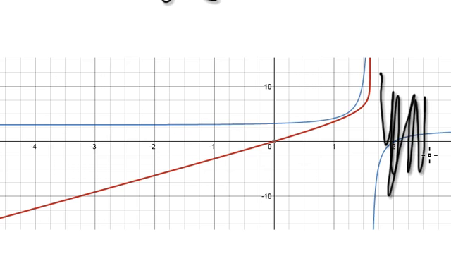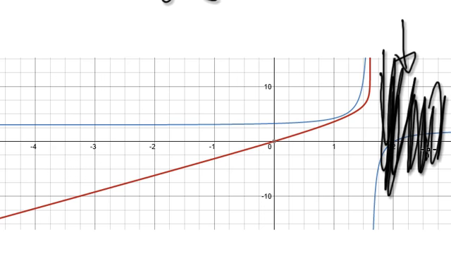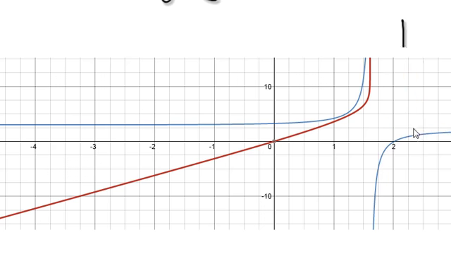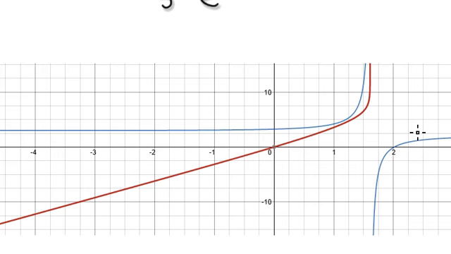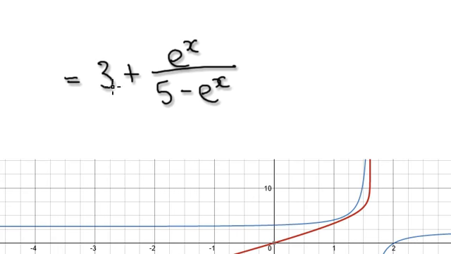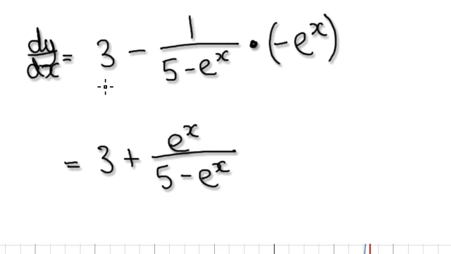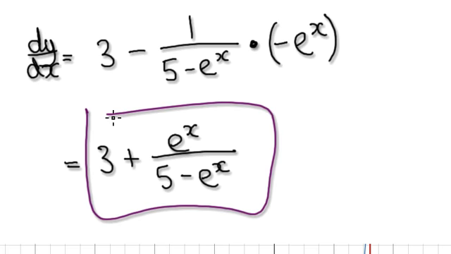What happens over here, don't know, maybe not in our domain. Okay, so maybe this is not in our domain, so we don't need to worry about this. Okay, so the graph gives us an indication that our derivative is correct.